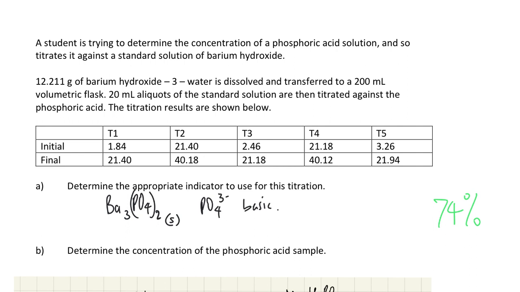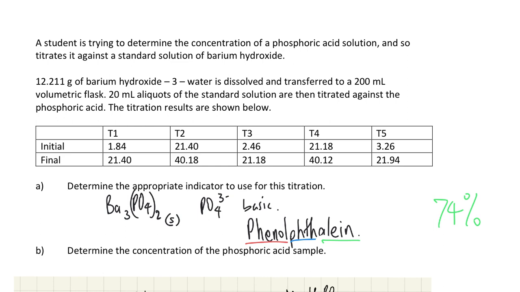So it is the phenolphthalein, and lots of you are like, how do I spell phenolphthalein, right? Phenol, P-H-T-H, alein, right? So phenol, and then alein. All right, so phenol, alein. That's exactly how you say it.